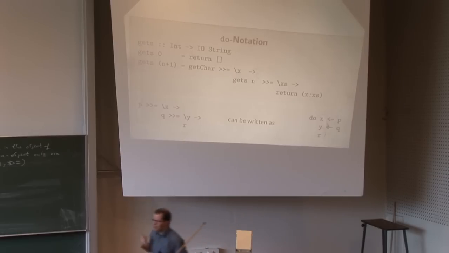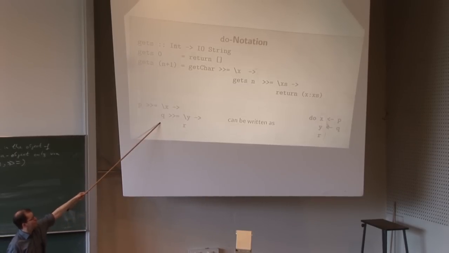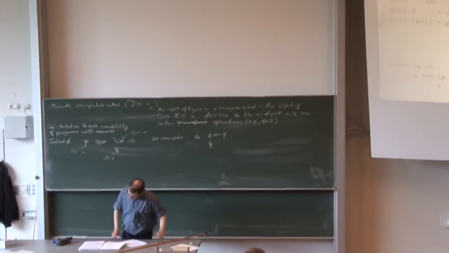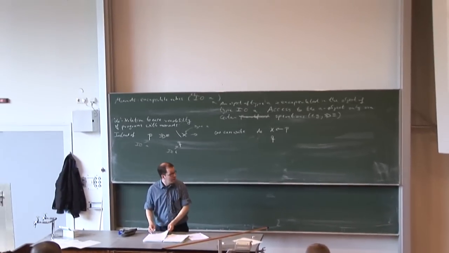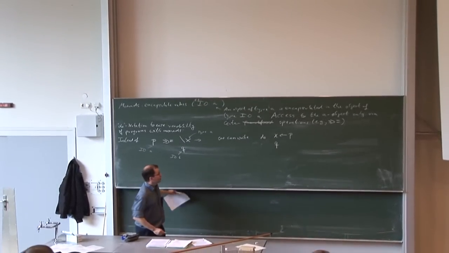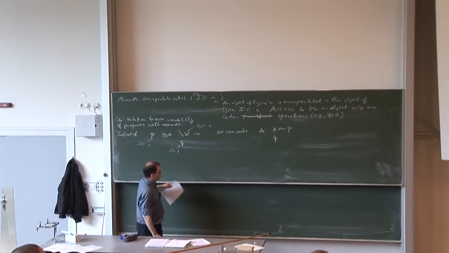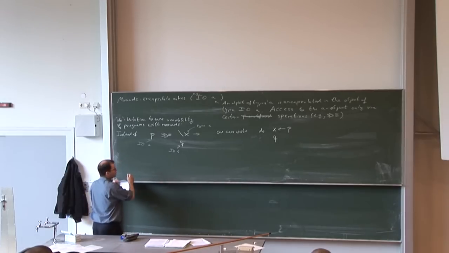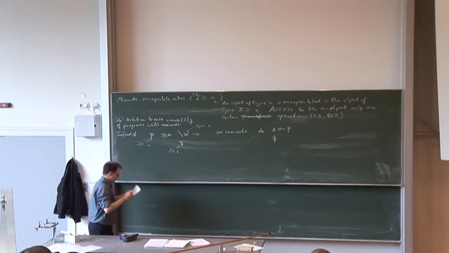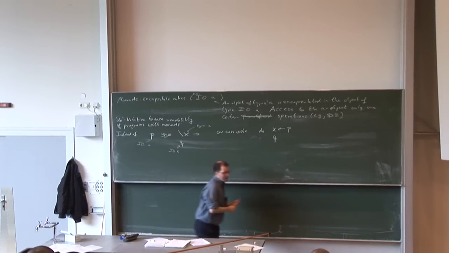Now, this looks like imperative programming, but it is not imperative programming. In reality, this is just a shorthand for this, and that is not imperative at all. That's purely functional. It simply looks like this, but it makes things much more readable. So, in general, this do notation can be defined as follows. Or maybe I first show you, let's first look at the example.